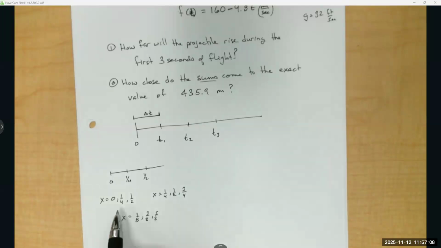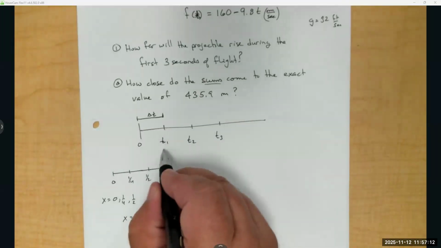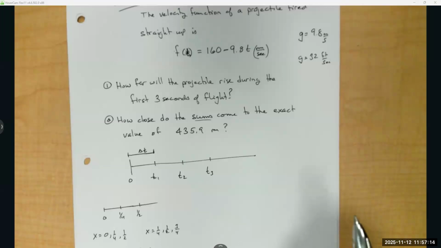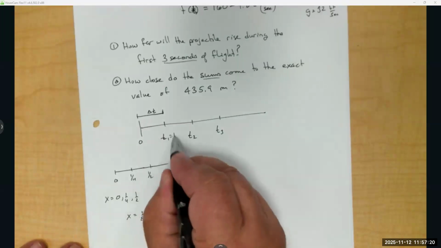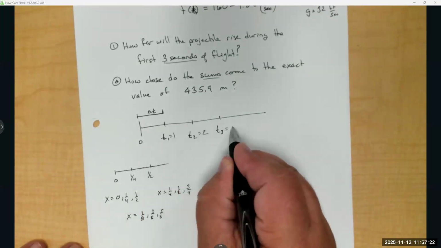Okay, so let's do it both ways. In our case, the question said the first 3 seconds of flight. So our time is going to be 1, 2, 3.